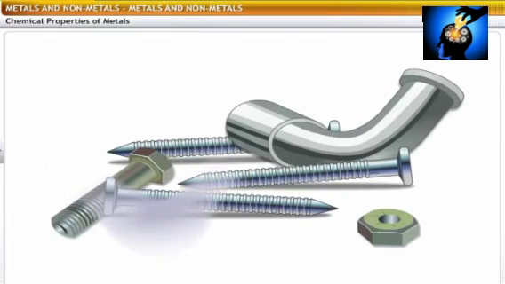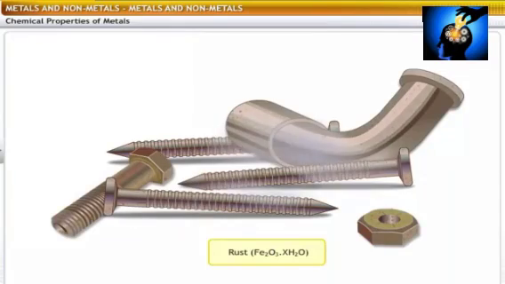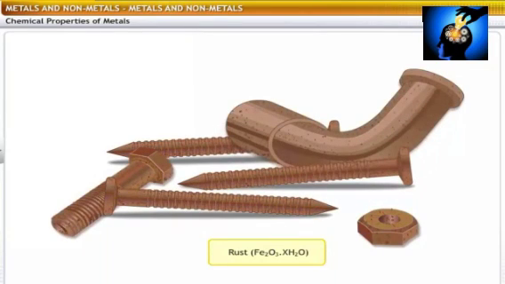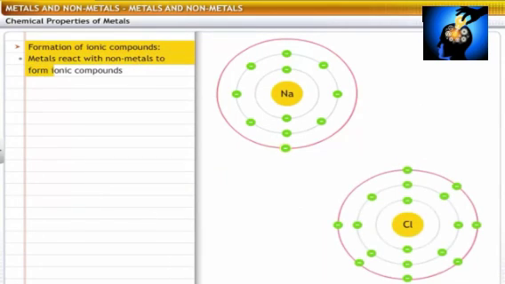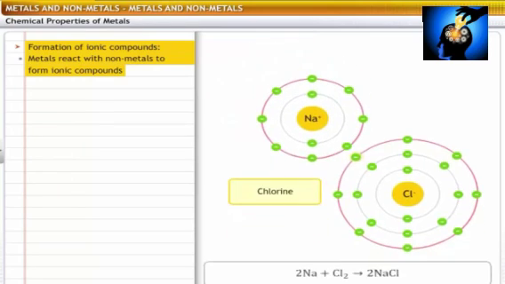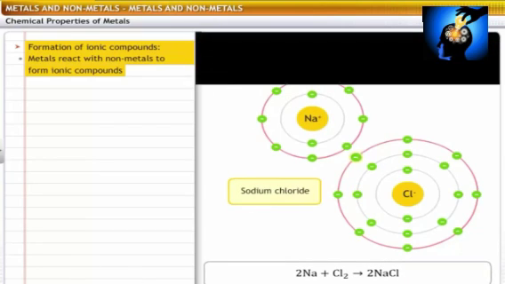Iron rusts because it reacts with moisture to form iron oxide, which is commonly known as rust. Metals react with other elements in a variety of ways. Let's look at some such reactions. Formation of ionic compounds. Metals lose electrons to non-metals to form strong ionic compounds. For example, sodium loses electrons to chlorine to form sodium chloride, which is an ionic compound.